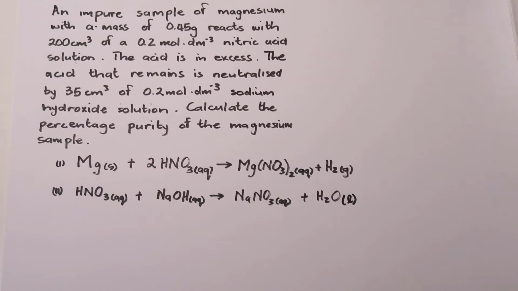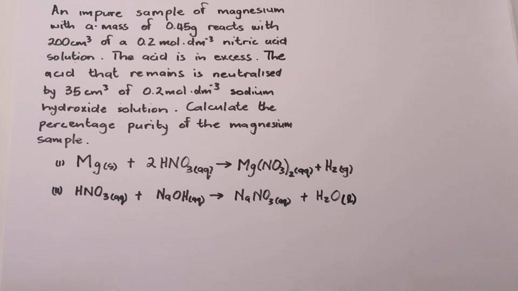Okay, right, now let's get into the question. So we've got an example here. All right, they say an impure sample of magnesium with a mass of 0.45 grams reacts with 200 cubic centimeters of a 0.2 moles per cubic decimeter nitric acid solution.